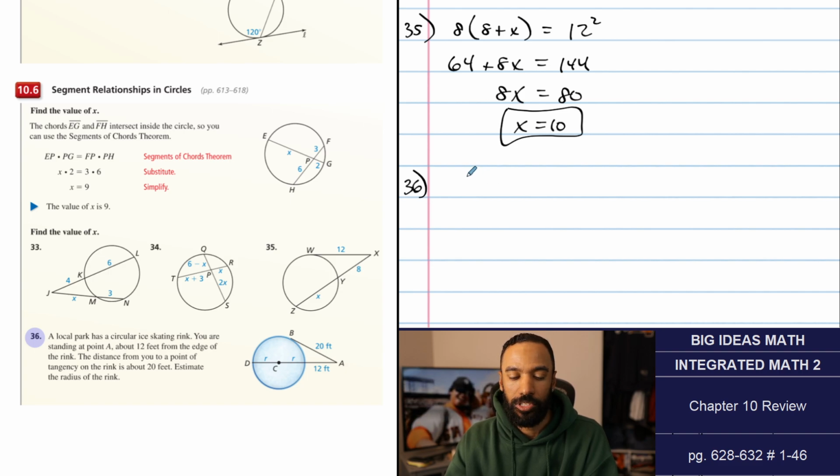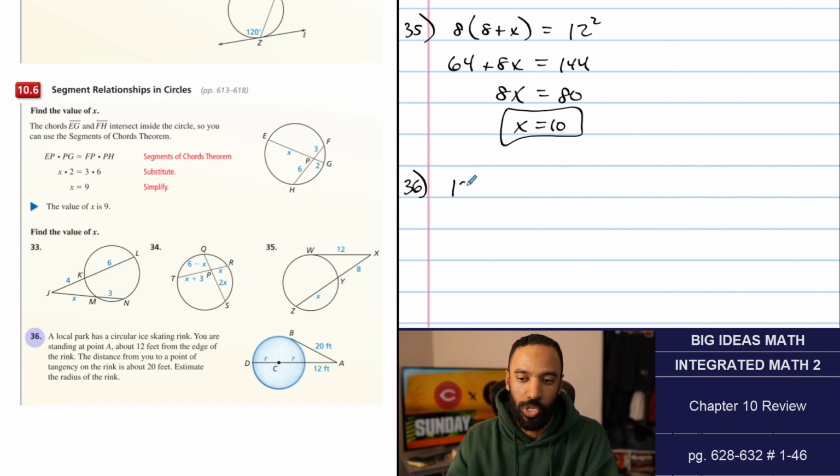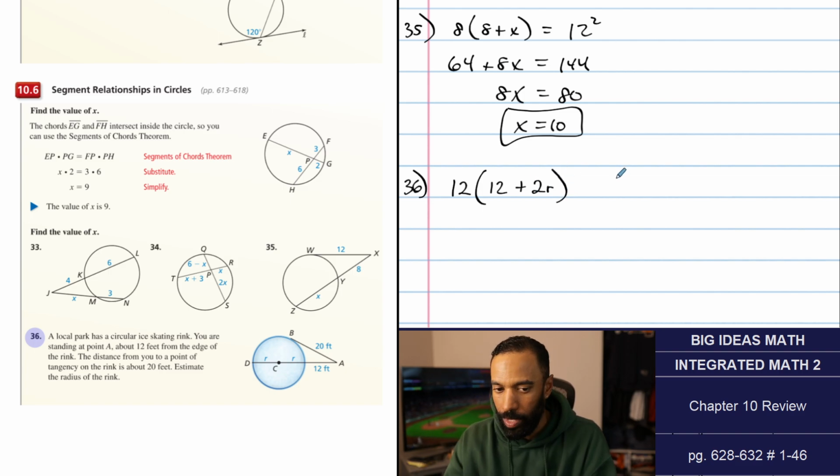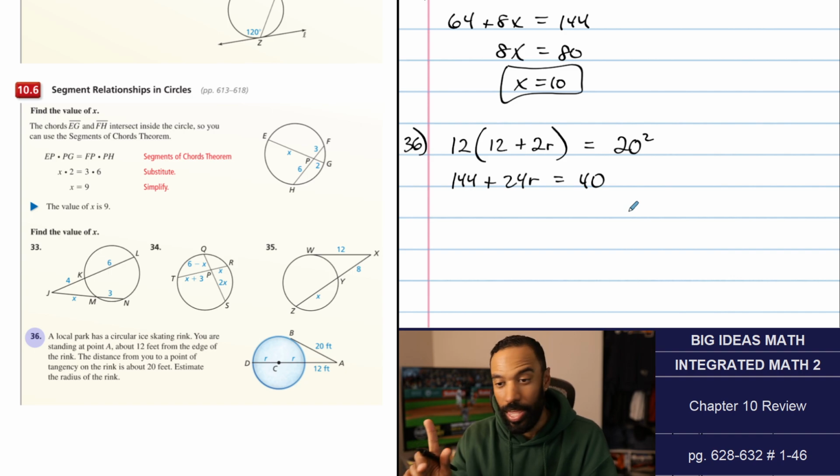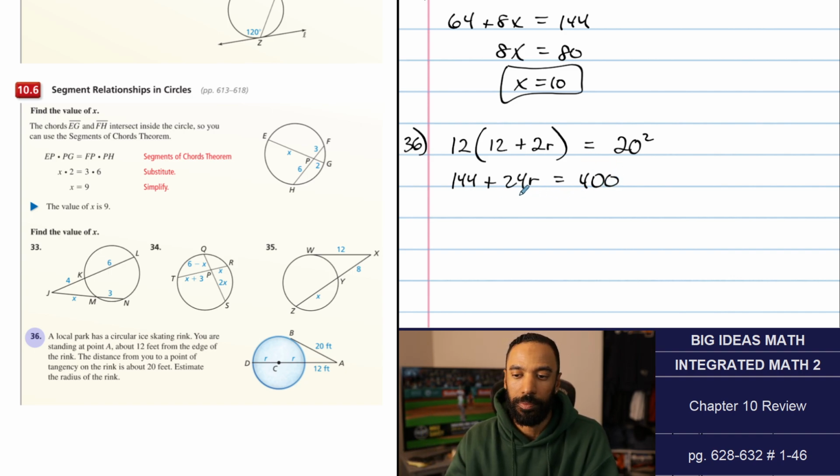Okay, this is an outside times whole equals outside times whole thing. So I got 12 as the outside from that AD segment. And then the whole would be adding 12 with those two R's, literally 12 plus 2R. Equals, and then 20 times 20. That's both the outside, that's the whole, that is 20 squared. If I distribute, I get 144 plus 24R equals 400. There's not much that's going to be different on this. The one thing is our units, we will have units. We will have feet for this one.